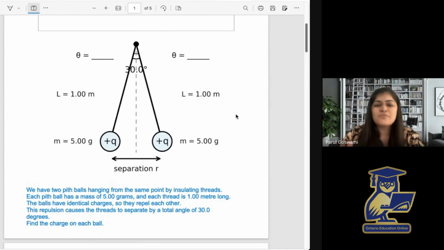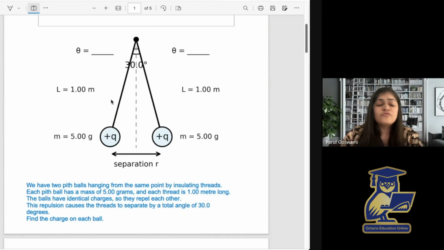First, we will use the symmetry and geometry of the diagram to find the angle for one thread and the distance between two balls. Next, we will draw a free body diagram and use the equilibrium condition to calculate the electric force acting on one ball. Finally, we will substitute the electric force and separation distance into Coulomb's law to calculate the charge on each pith ball. Before we start calculating, let's write the main physics ideas.